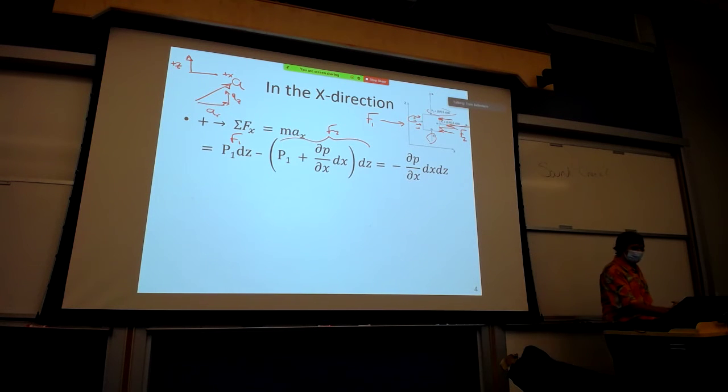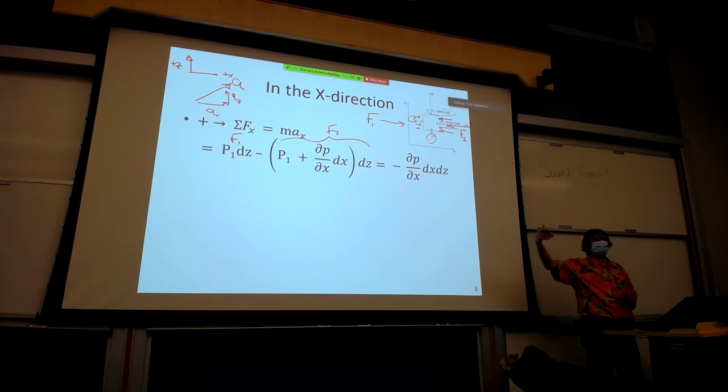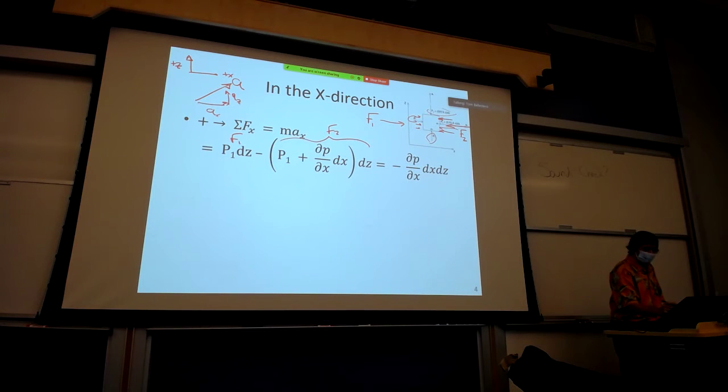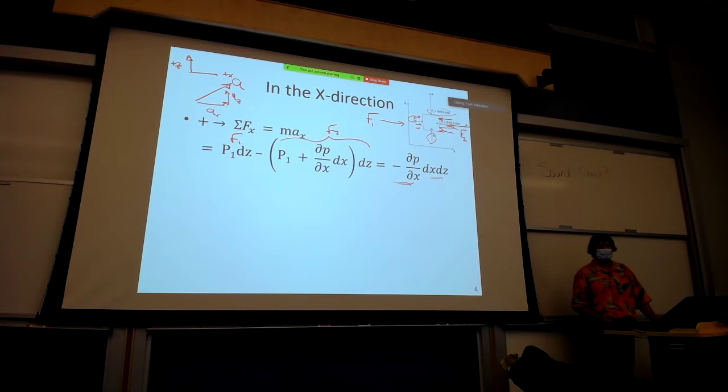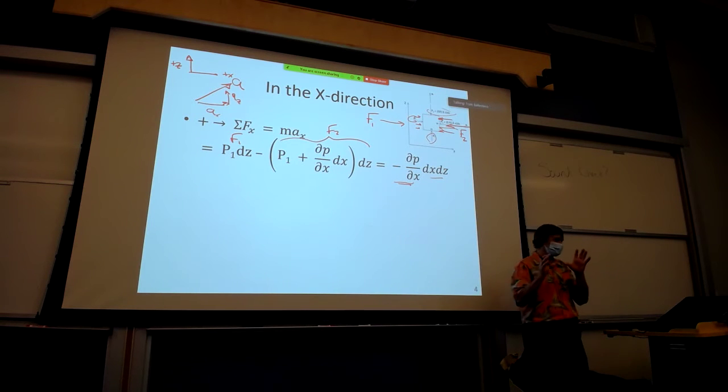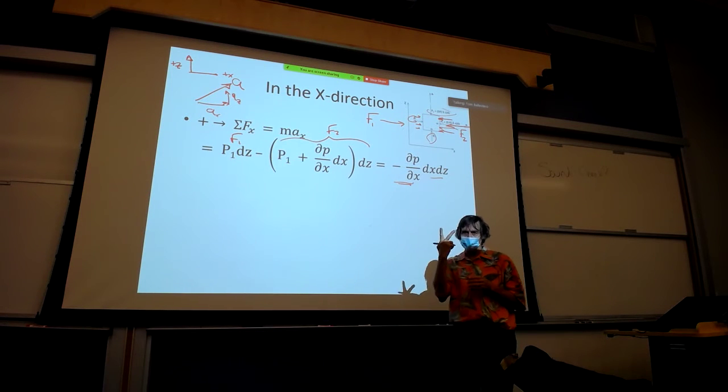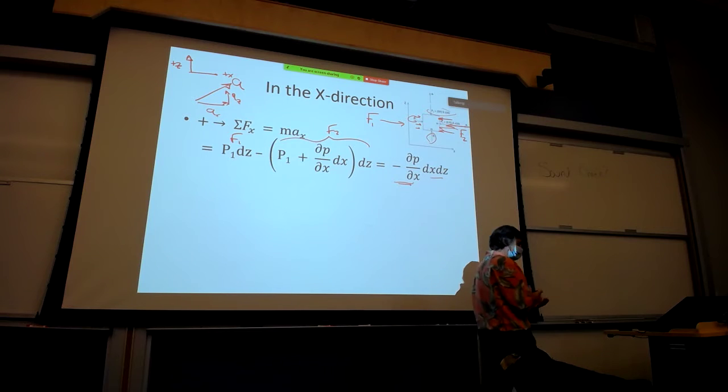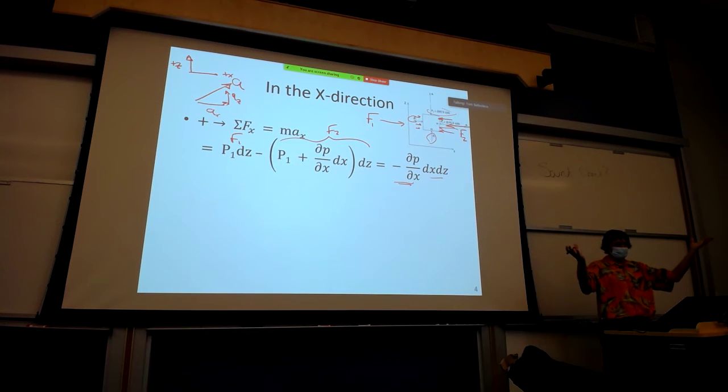And F2 is the pressure on the left-hand side, P1 plus dP dx dx, times the area of the axis, dz dy, or dz in this case for a two-dimensional derivation. And you can see when you subtract F2 from F1, you're just left with the pressure gradient times the area of the side, dP dx times, actually I said the area of the side, what I meant to say is the volume of the cube. So dx dz represents the two-dimensional volume of the cube. So that's the sum of the forces.